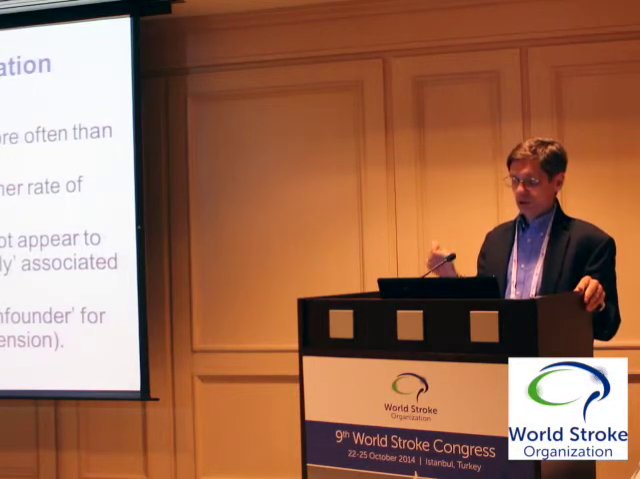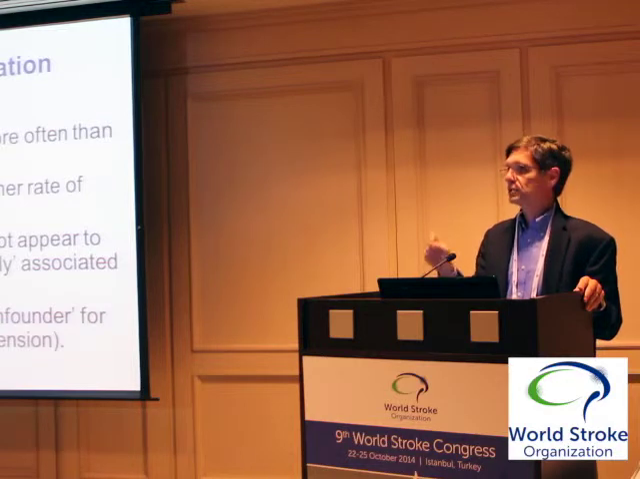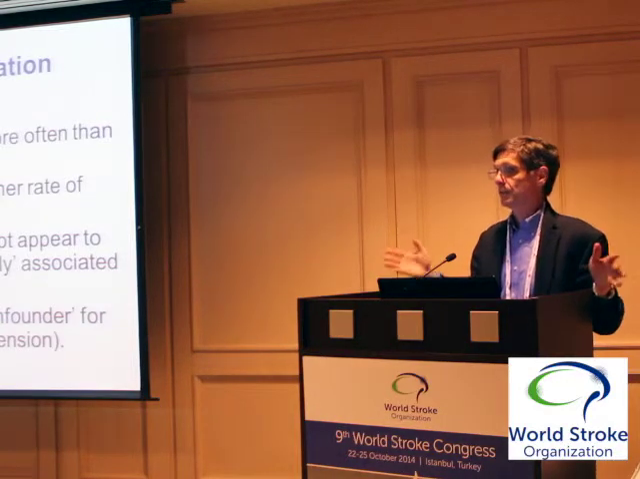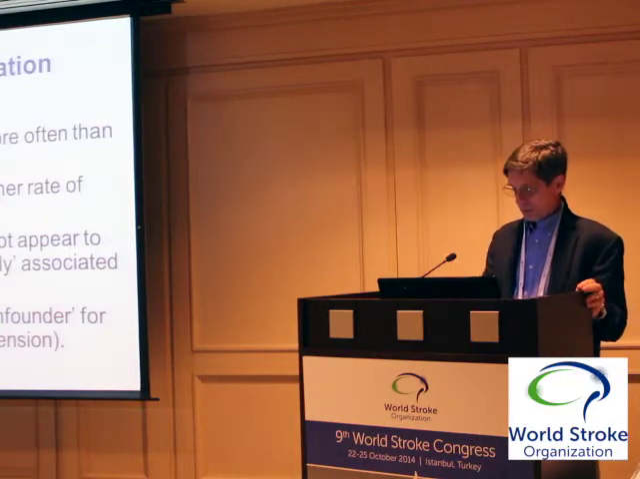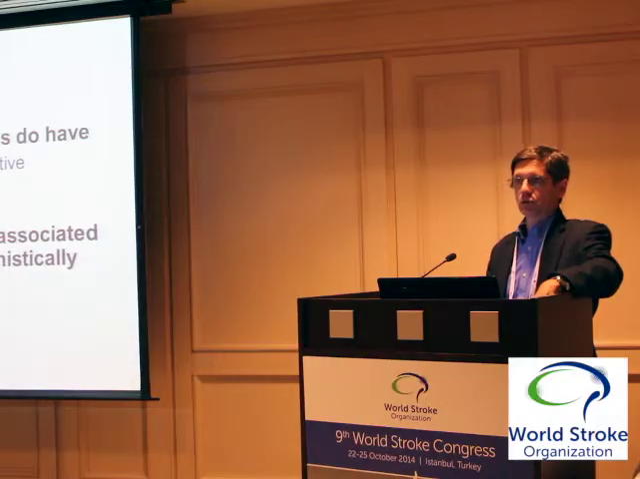However, this association is likely a confounder for some other factor, whether it's hypertension, whether it's a type of gene, certain gene set. But the point is that African Americans do have a higher prevalence of salt-sensitive hypertension and untreated hypertension. And these factors are not only associated with stroke, but are mechanistically related, because we know from randomized trials, if you control hypertension, you decrease the risk of stroke.